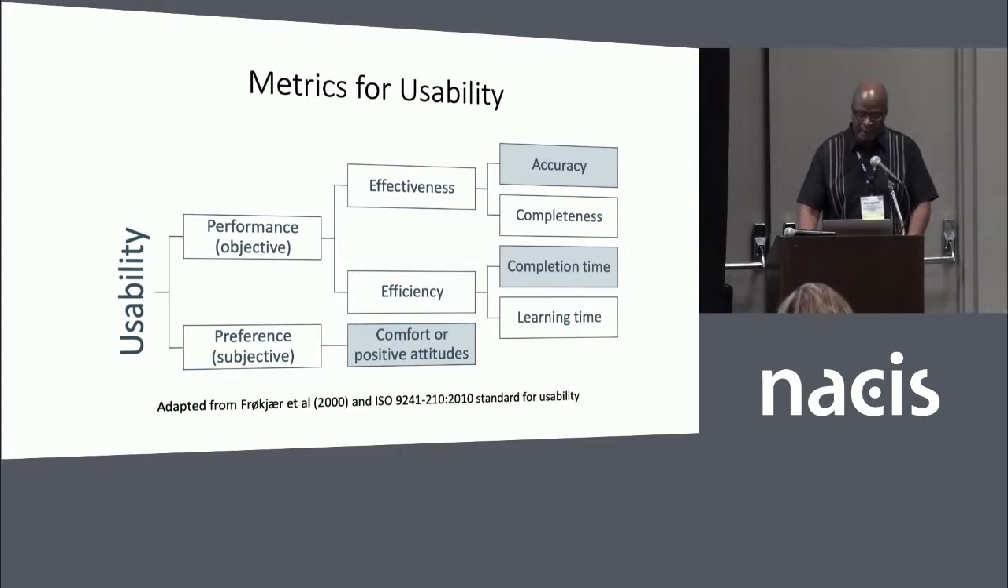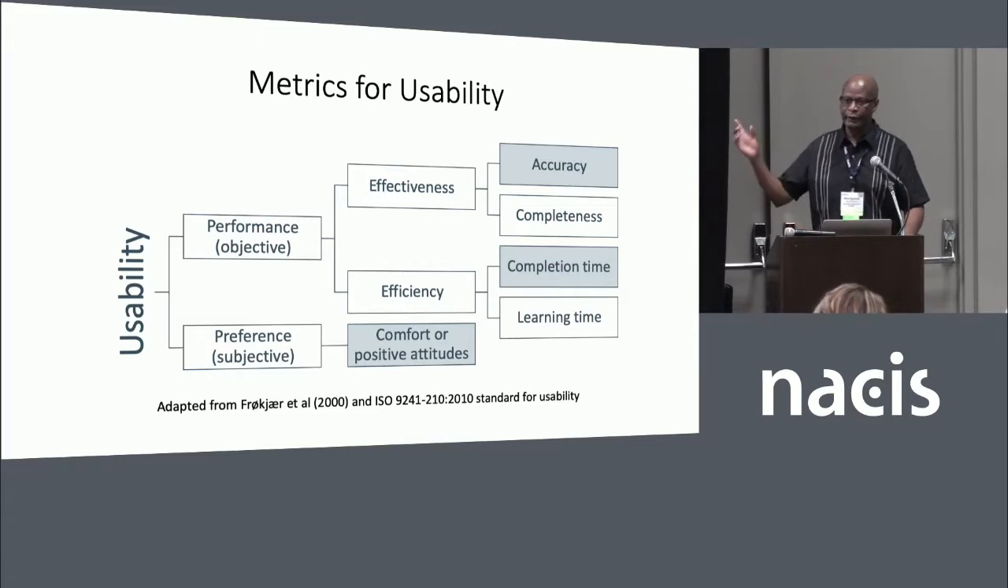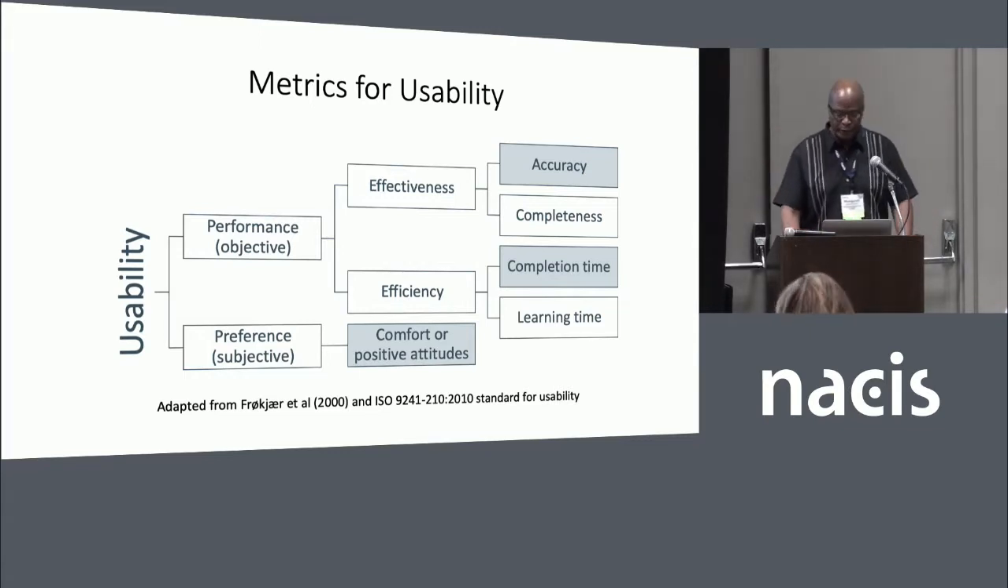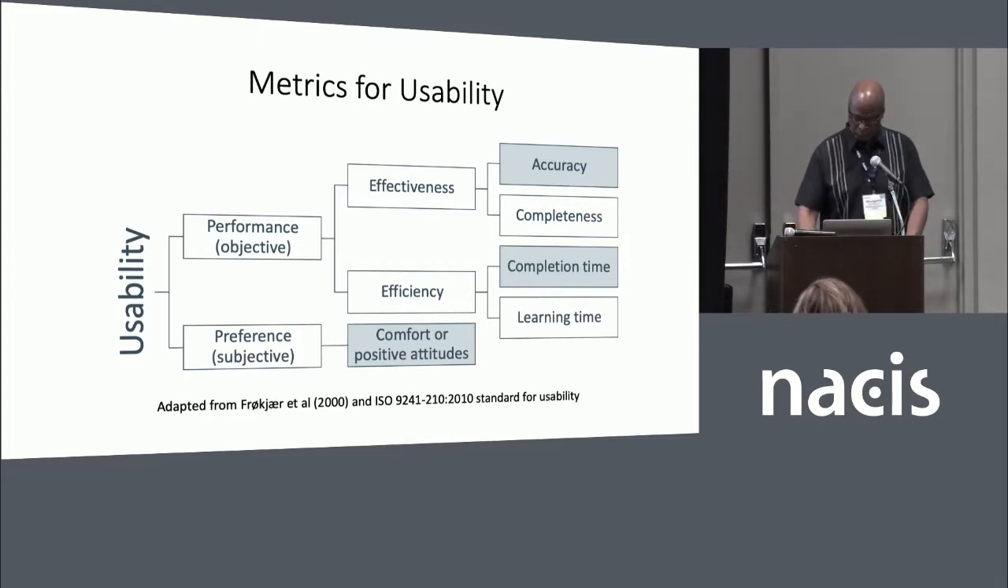9241-210. And so we were interested in the grayed out areas there. So we wanted to look at accuracy to give us an idea of how effective this tool was. We also wanted to look at the completion times to give us a sense of efficiency. As well, we wanted to look at user experience. So this was a set of questions that attempt to measure how comfortable the users were with the device after interacting with it, or what their affective mood was towards the interface.